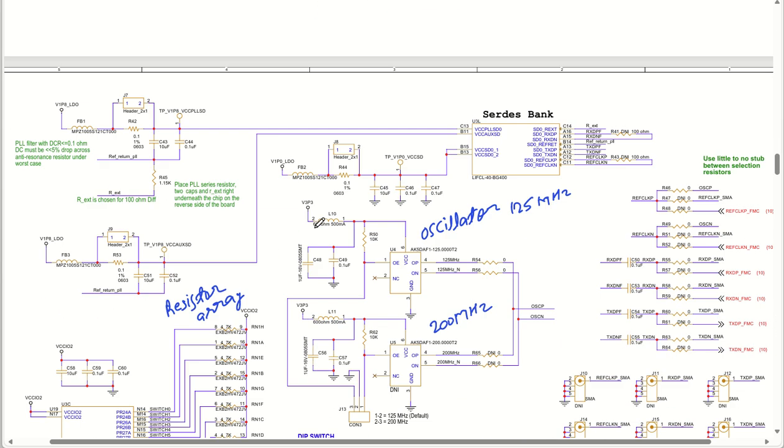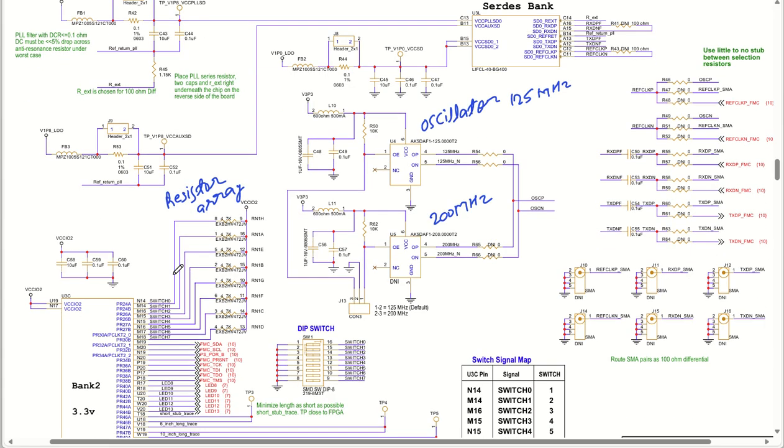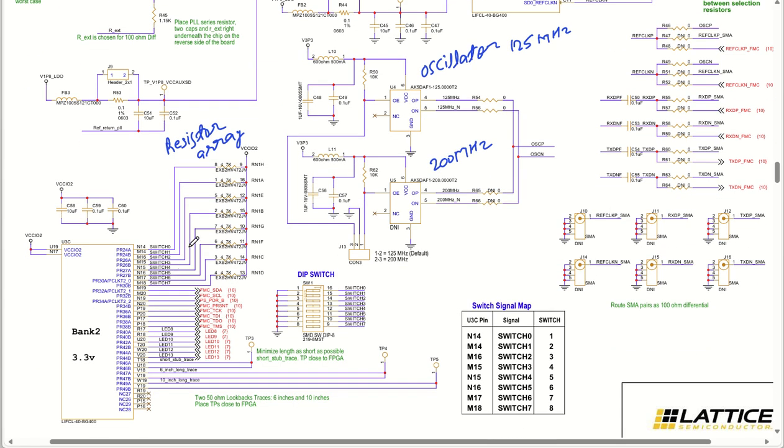Coming back to the next part, we are going to talk about serializers, deserializers, and oscillators. What are the different parts that are needed for my FPGA, that we'll explain here. As you can see, we have here a very simple one. I will go one by one.